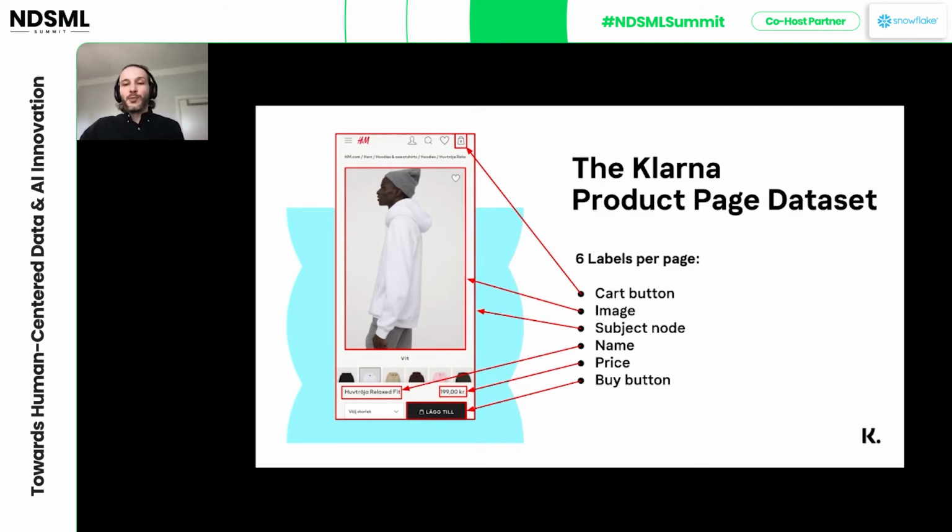Similarly, for the name and price, we need to distinguish between the names and prices of recommended products versus the main products, and so on. We'll now talk about algorithms and which approaches to factoring in contextual information on web pages perform best in our experiments.